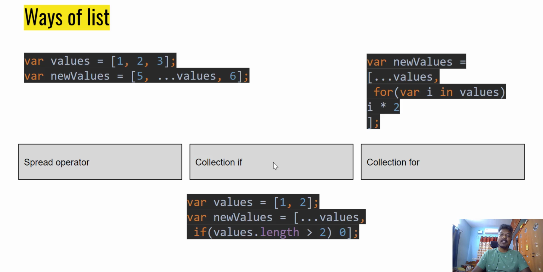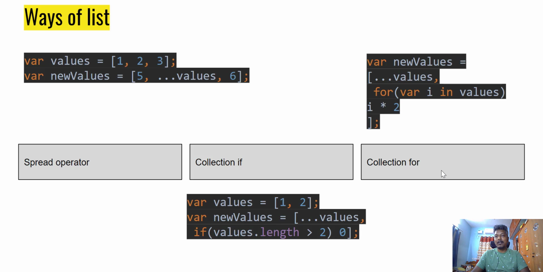Next one is the collection if. Collection if is nothing but you can add some object into the list by enforcing some conditions. If you see this example, in the initial list we have 1, 2 as values, and in the new values, we have included the first list, and then we are adding some condition. If values length is greater than 2, then add 0. If you see the syntax, if is a normal syntax, then a space and directly that value. At any point in time you can add only one value when you use collection if.